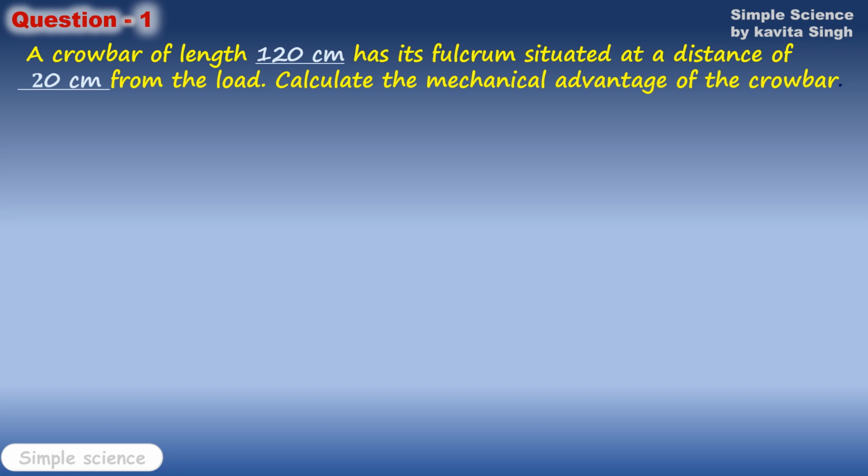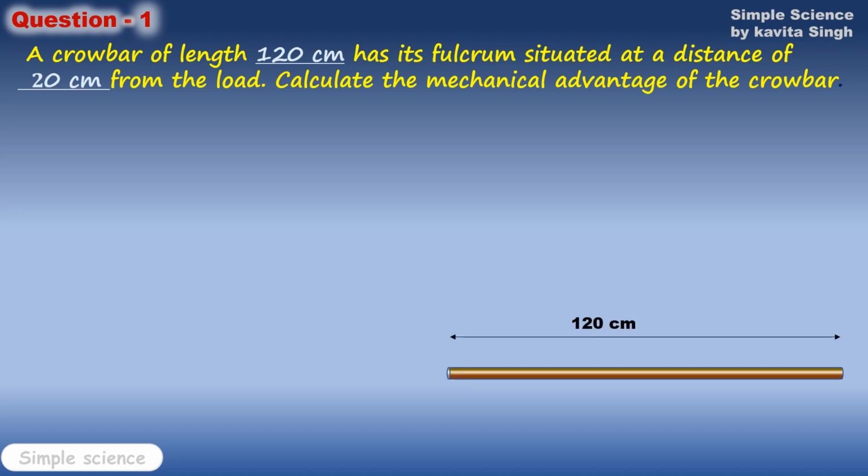What is given in this question? This is a crowbar जिसका total length है 120 cm. So this is the crowbar. Total length is 120 cm. And it has its fulcrum situated at a distance of 20 cm from the load. So fulcrum कहाँ है? 20 centimeters. 20 centimeters from where? From the load. Calculate the mechanical advantage of the crowbar.